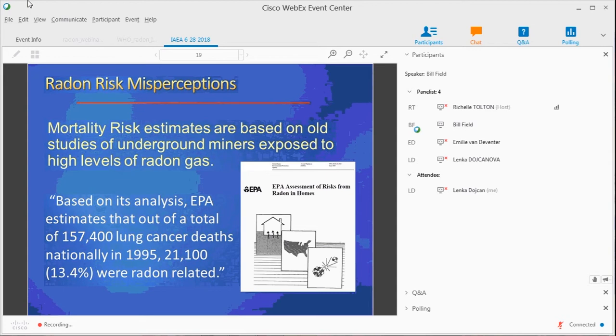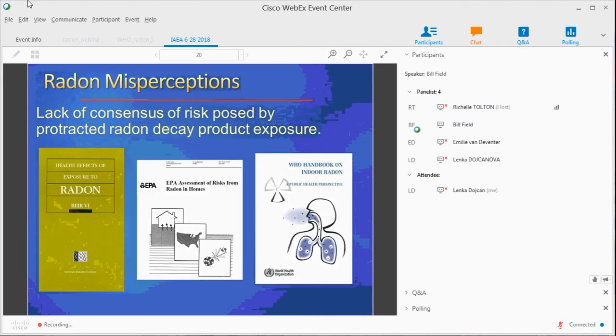Another radon misperception they have is that mortality estimates are based on old studies of underground miners exposed to high levels of radon gas. And we know originally BEIR VI and EPA's assessment of radon in homes was based on that, but they weren't aware that we have more recent information. And they thought there was not a consensus. They heard some people talking about radon being over-hyped as a low risk. There's no consensus, but we know we have consensus by the National Research Council, the EPA, and the World Health Organization.